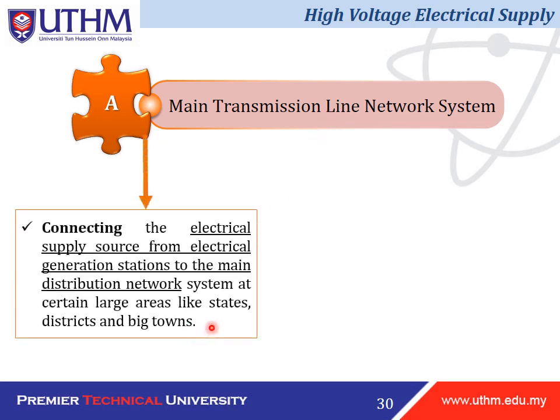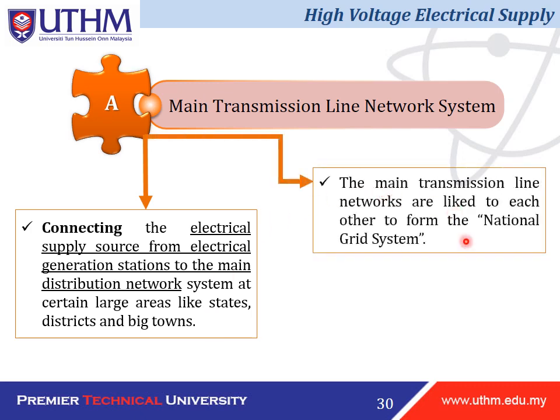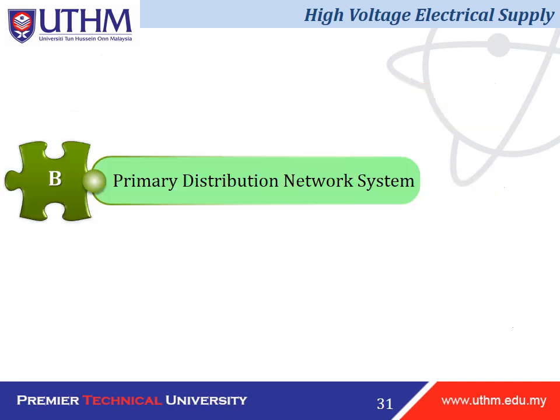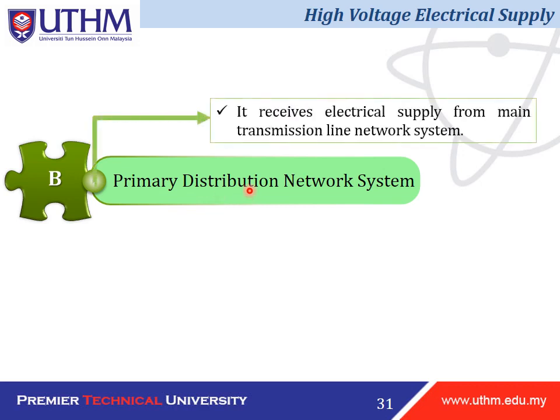Okay, the main transmission line network system is connecting the electrical supply source from electrical generation station to the main distribution network system at certain large areas like states, districts, and also big towns. And then the main transmission line networks are linked to each other to form the national grid system. The method used in the transmission line network is the three-phase, three lines, red, yellow, blue system through the main overhead line.